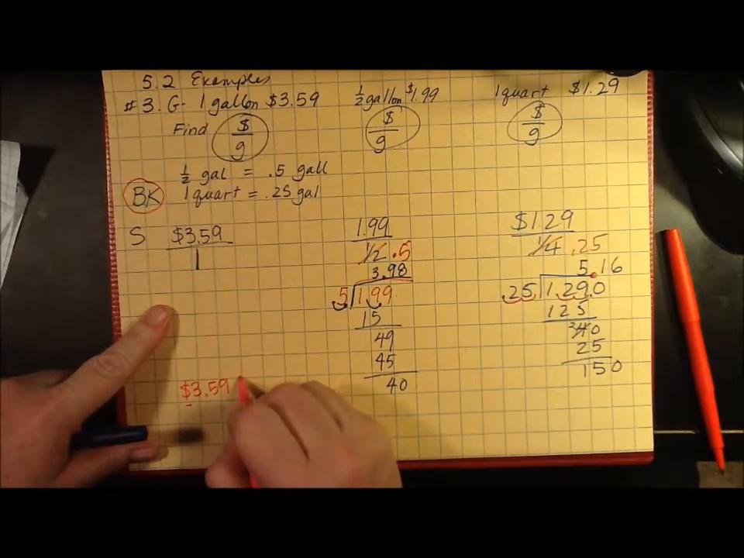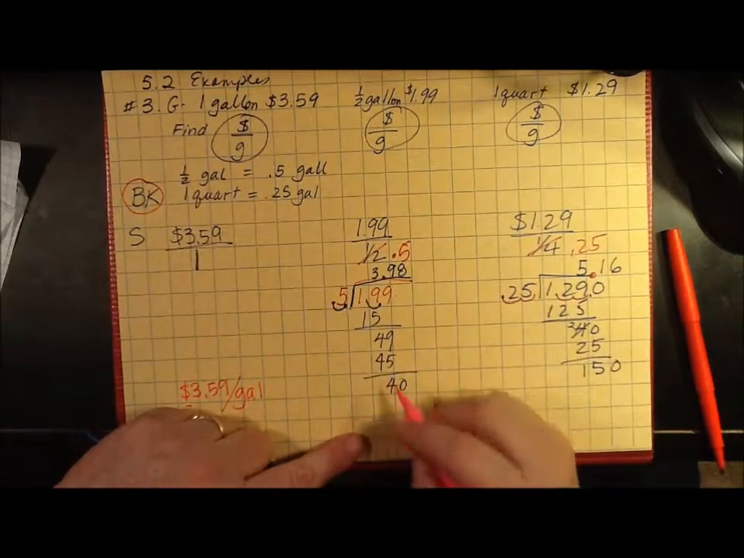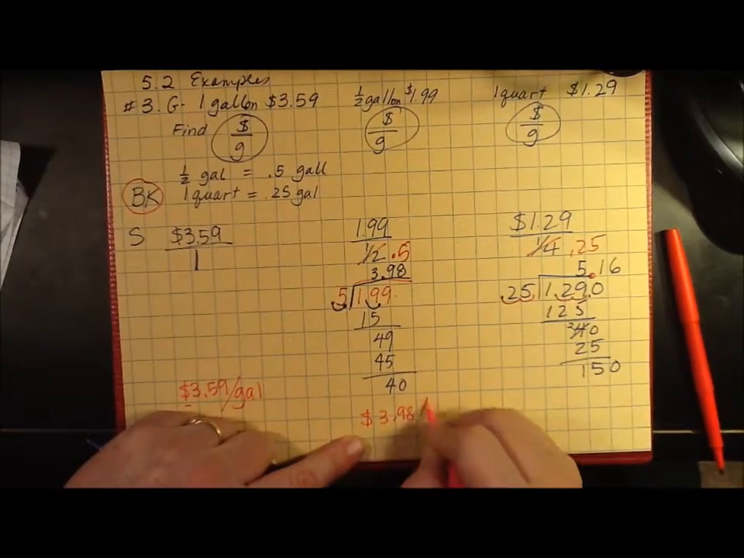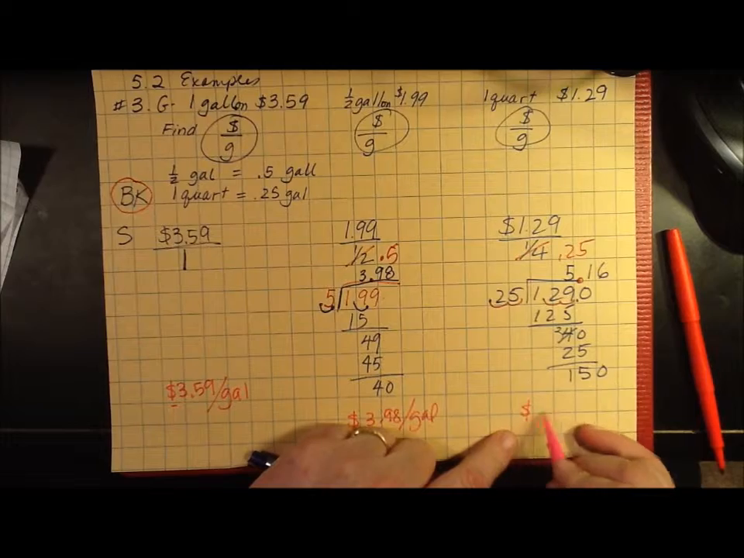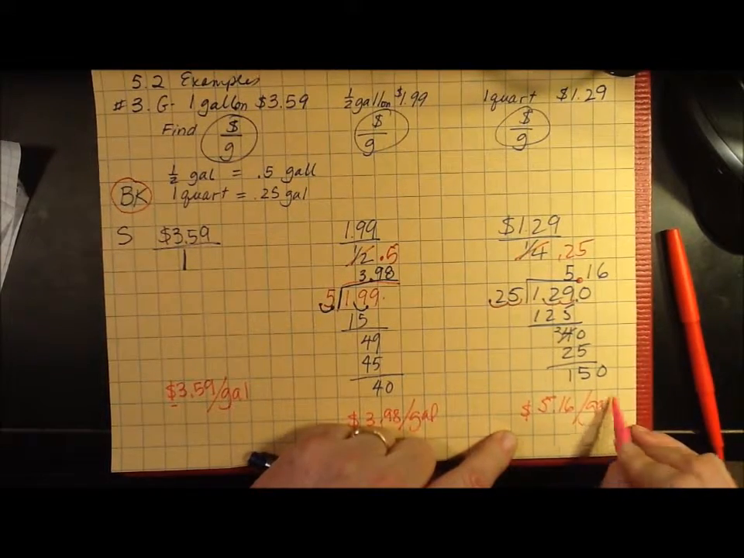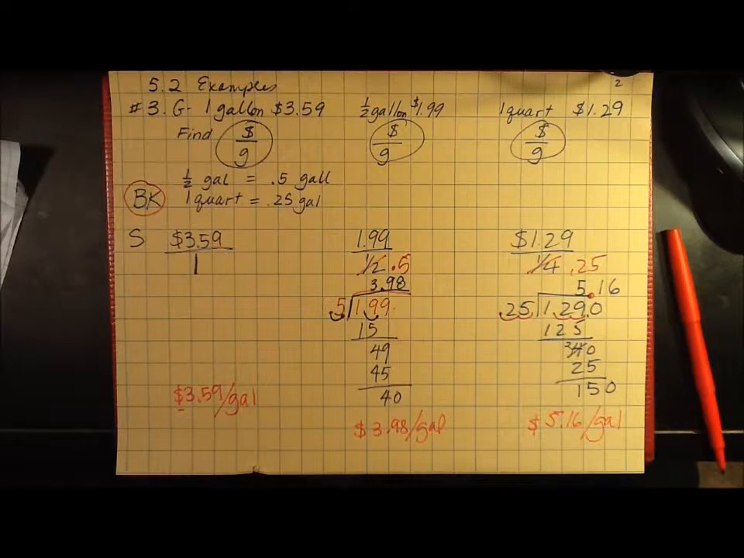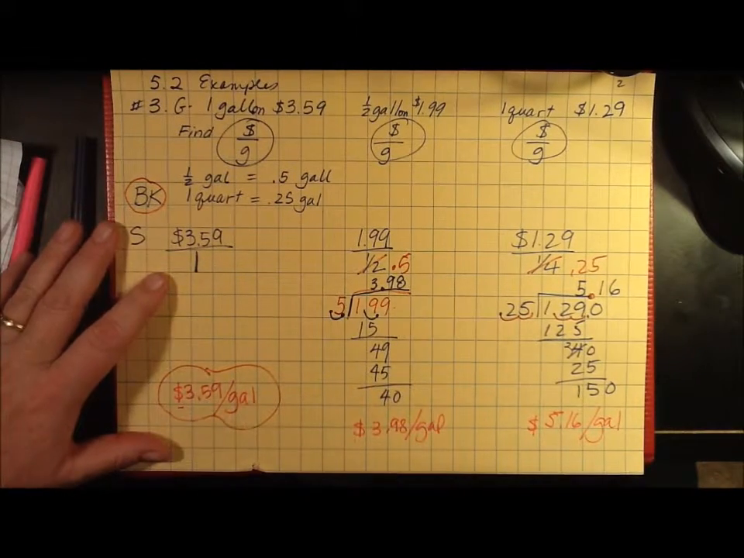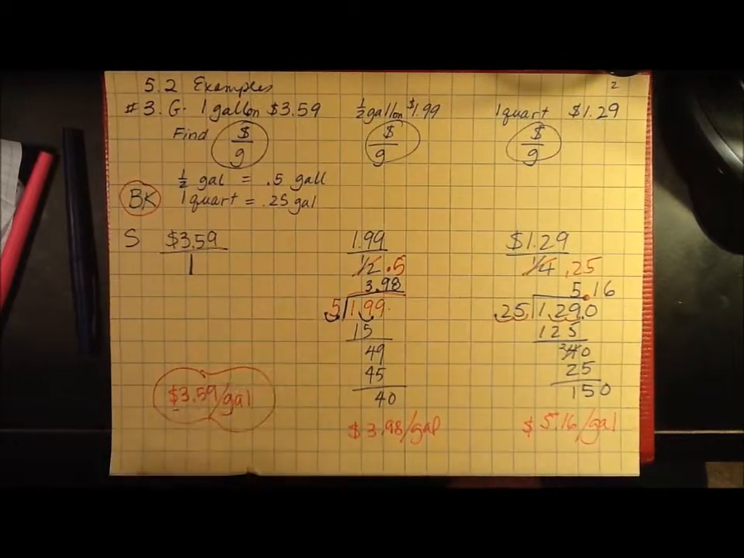$3.59 a gallon for 1 gallon. If I buy it in the half-gallon carton, I pay $3.98 a gallon. And if I buy it by the quart, I pay $5.16 a gallon. So we've discovered that, not surprisingly, if you buy it in the biggest container, if you buy in bulk, you get the best price. And that's the end of the examples for 5.2.